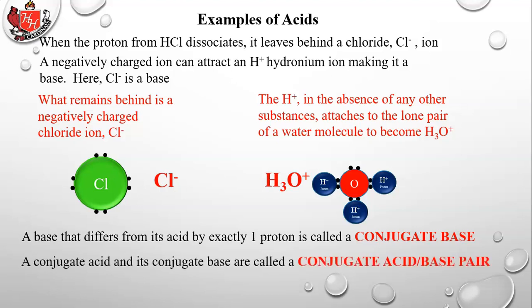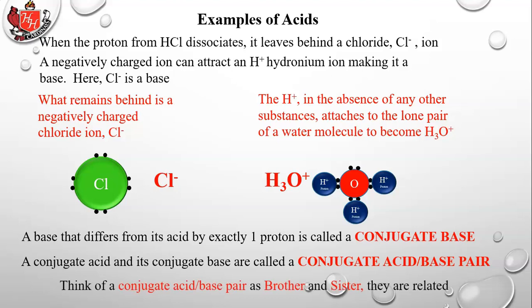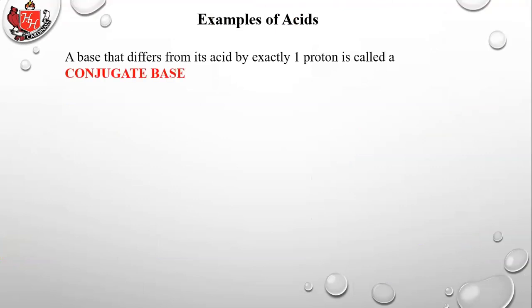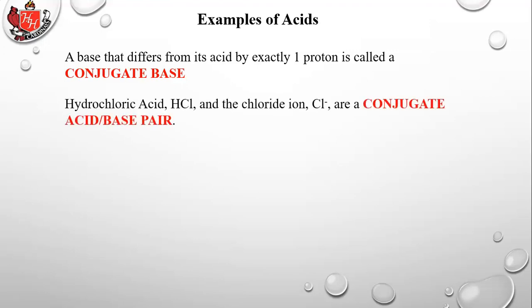A conjugate acid and its conjugate base are called a conjugate acid-base pair. Think of conjugate acid-base pairs as brother and sister. They are related. And the importance of conjugate acid-base pairs will come up in a couple of weeks, and next week actually, when we start talking about buffers. A base that differs from its acid by exactly one proton is called a conjugate base. Hydrochloric acid, HCl, and the chloride ion, Cl-, are a conjugate acid-base pair.